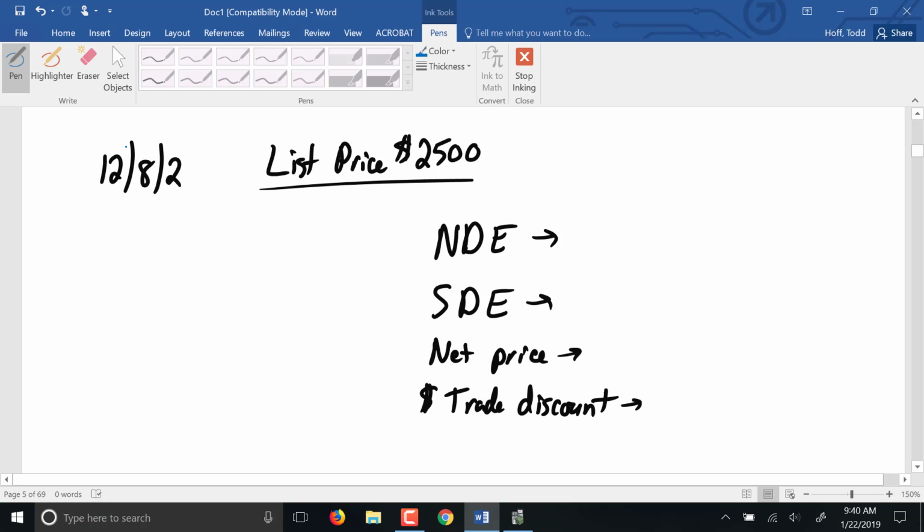So we have that chain trade discount, 12, 8, 2. The 12% discount means we have a net price of 88, so 100 minus 12 is 88%. We're going to make that a rate or decimal of 0.88. An 8% discount, 100 minus 8 would leave us with 92. That's 0.92. 2% discount, 100 minus 2 is 98%. So again, as a decimal, that's 0.98. We're going to multiply those together.